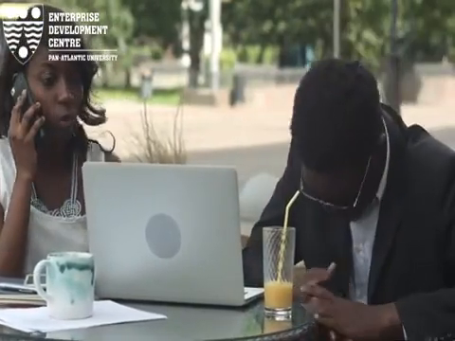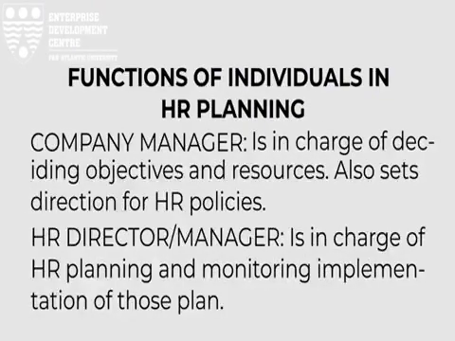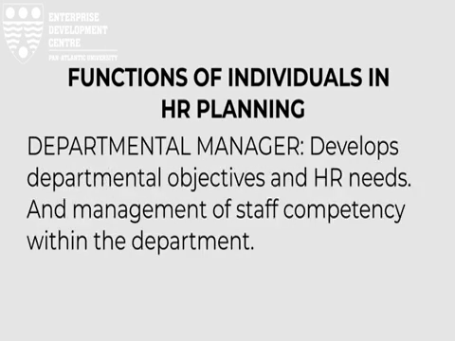In a small business where the business owner is double hatting as the CEO and the HR manager, the tasks that I'm going to mention now are going to be carried out by the business owner. So essentially, let us know who does what in HR planning. The company manager is the one who decides the objectives and resources. He sets the direction for HR policies. The HR director or HR manager will do the HR planning and monitor implementation of those plans. He or she has to develop and advise on HR policies. The departmental manager, for instance, a production manager, has to develop departmental objectives and HR needs, and also management of staff competency within the department.